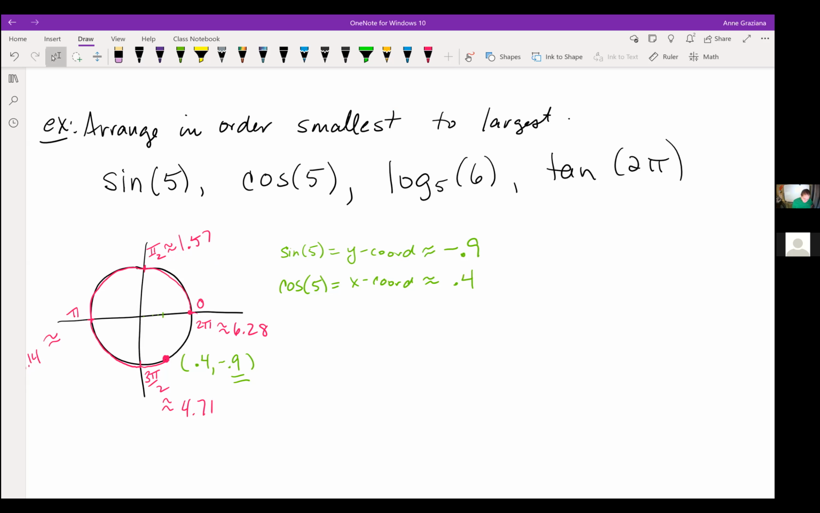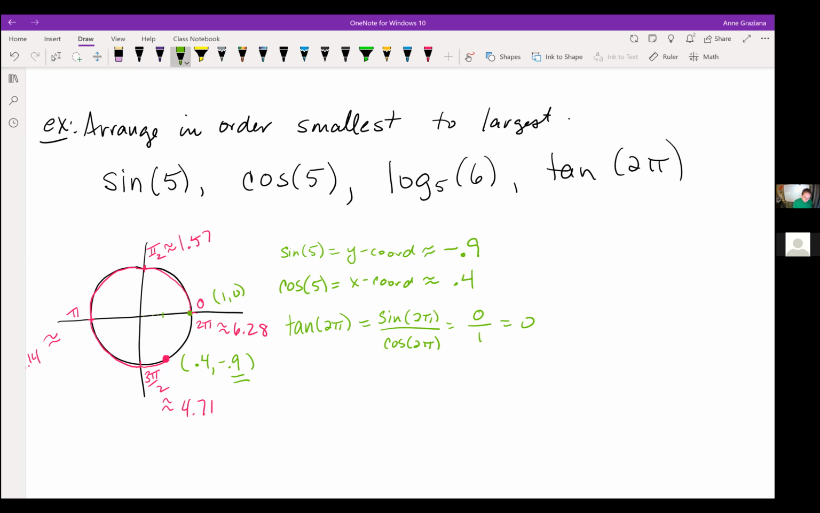All right. Tangent of 2 pi. These are all the trig ones. Okay. 2 pi is here, right? And that's going to be sine of 2 pi over cosine of 2 pi. And that point is 1, 0. So sine is 0 over cosine is 1, and you get 0. So tangent 2 pi is 0. Any questions about those?